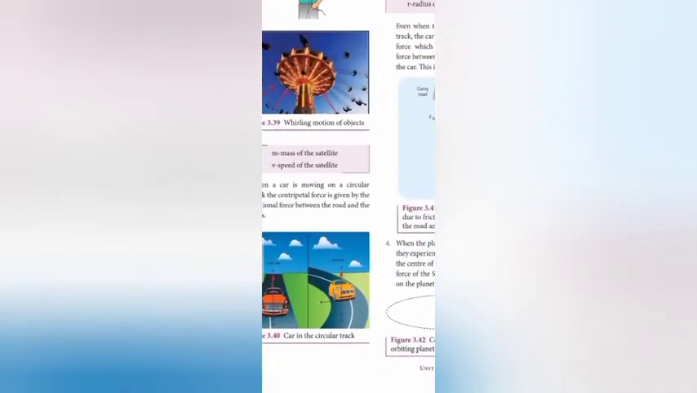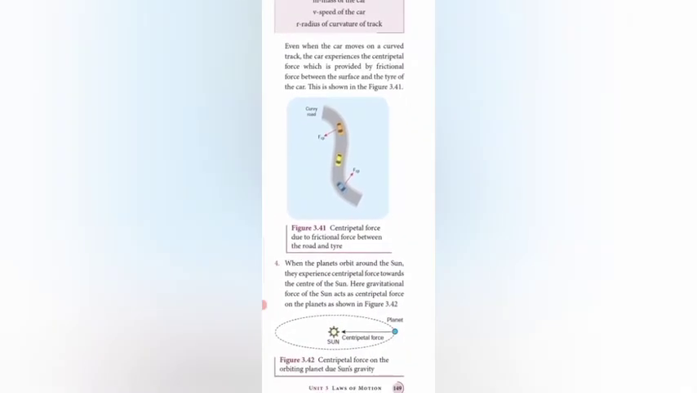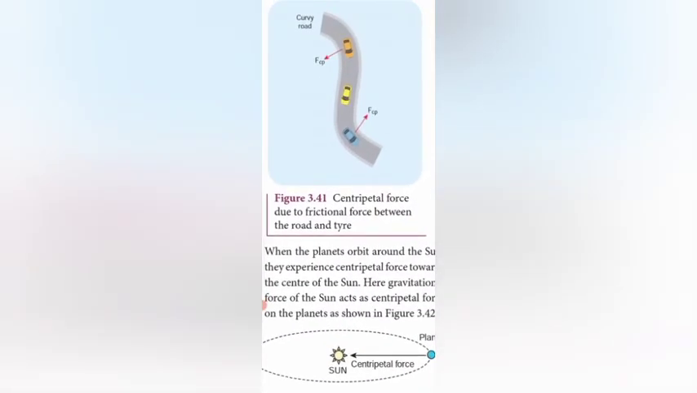And that is mv square by R, where m is the mass of the car, v is the speed of the car, and R is the radius of curvature of the track. See this clear picture here. The FCP is the centripetal force, and that centripetal force is the frictional force between the surface and the tire of the car.